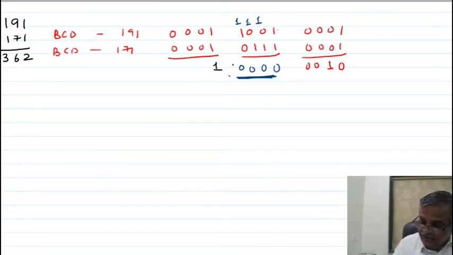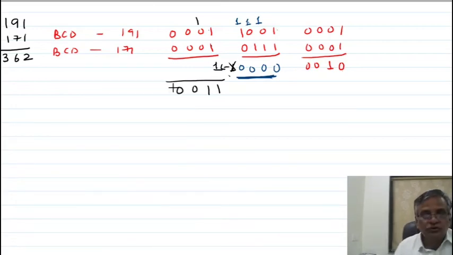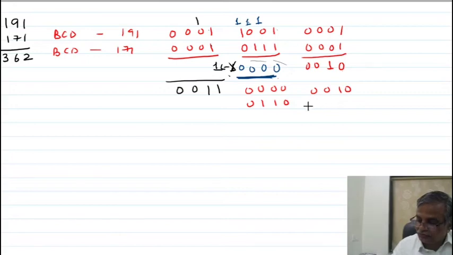Whatever carry is here, that carry I am taking to this next one. Now 1 plus 1 is 10, 10 plus 1 is 11. 1, 1, 0, 0. So this is not valid. To get the correct result, I have to add here 0, 1, 1, 0.